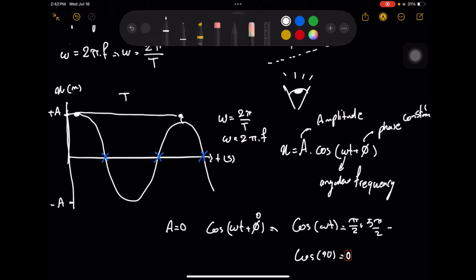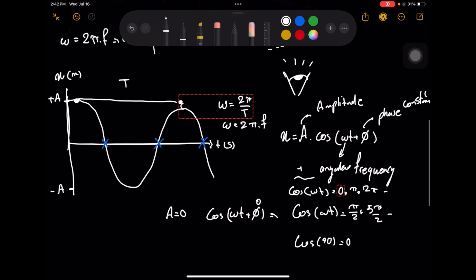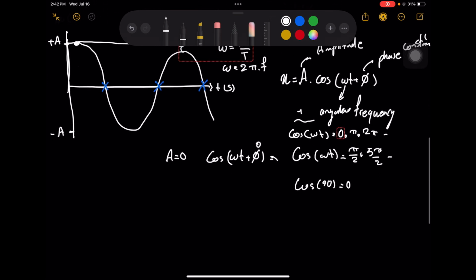So when do we have our maximum displacement? It's when we have the cosine of omega t equal to 1. And when is that? For example, at 0, 2 pi, and so on. It goes on. That's how we can visualize the formula better, by going deep down on it. And now let's go a bit deeper.